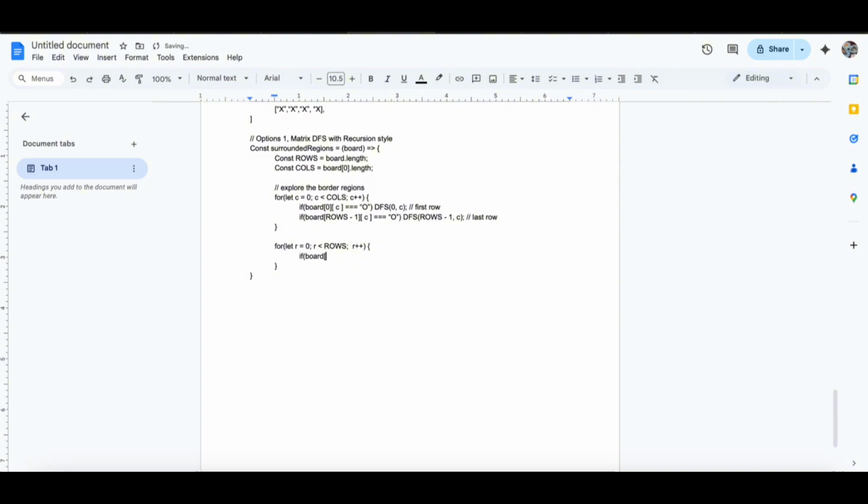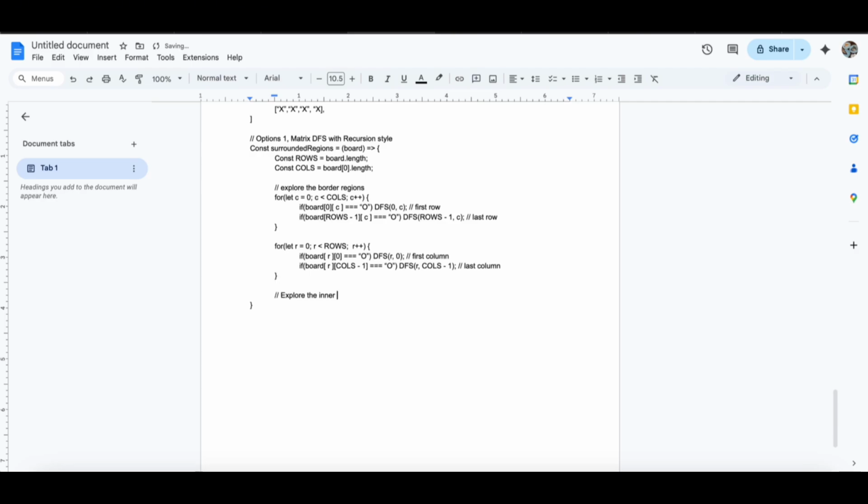If board L, then first column is a region, we need to do DFS L and 0. This is first column. Then on here, if board L cost minus 1 is region, we need to do DFS L cost minus 1, first column.